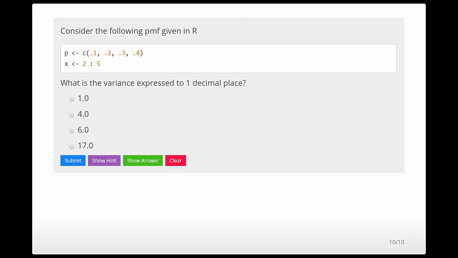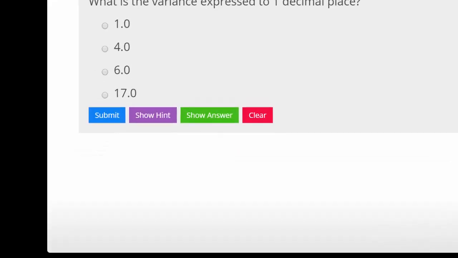All right, final problem, and thank goodness it involves some computing. So I'm giving you a probability mass function, but one that's just defined. X takes the values 2 through 5, and the probability that X takes these values is 0.1, 0.2, 0.3, 0.4, and it says what's the variance.